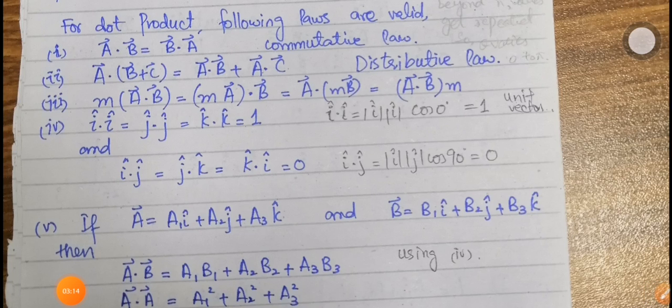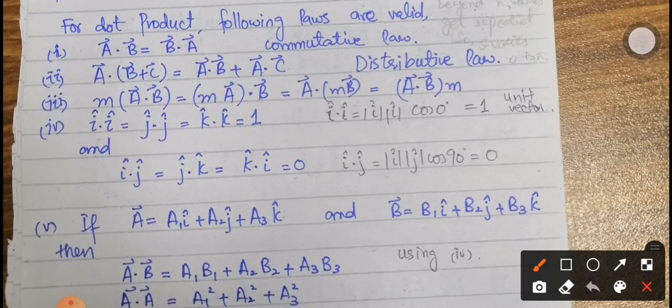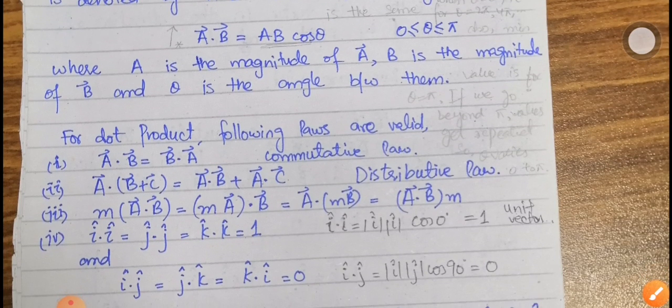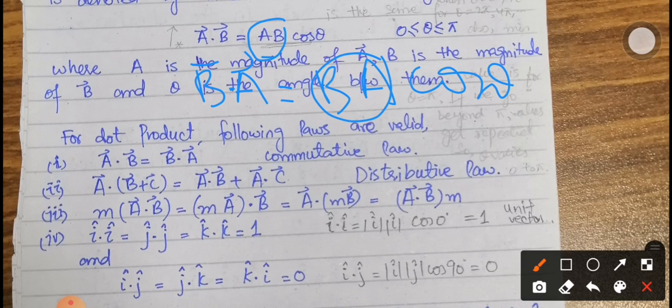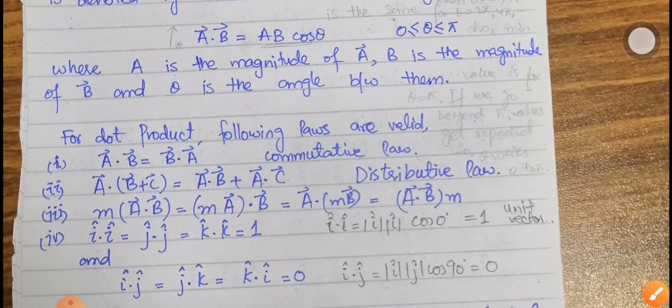Here are some properties of the dot product. Number one is the commutative property, that a dot b is always equal to b dot a. Clearly it holds for the dot product, because a dot b is equal to ab cos theta, and if I calculate b dot a, it will be equal to b into a into cos theta. As we know that the product of scalars is commutative, a into b will be equal to b into a. That's why both represent the same scalar quantity, so we say that a dot b is equal to b dot a. Next we have the distributive law, that a dot b plus c is equal to a dot b plus a dot c, and we will prove it as well.